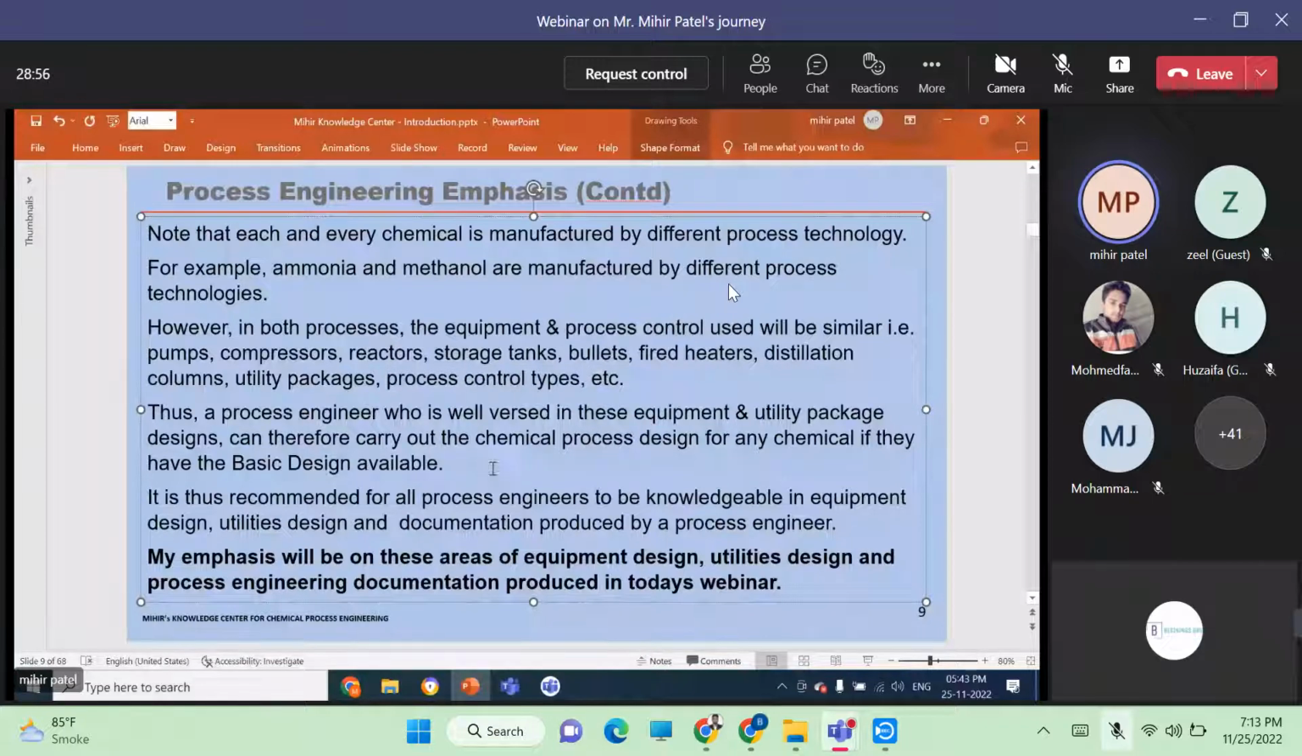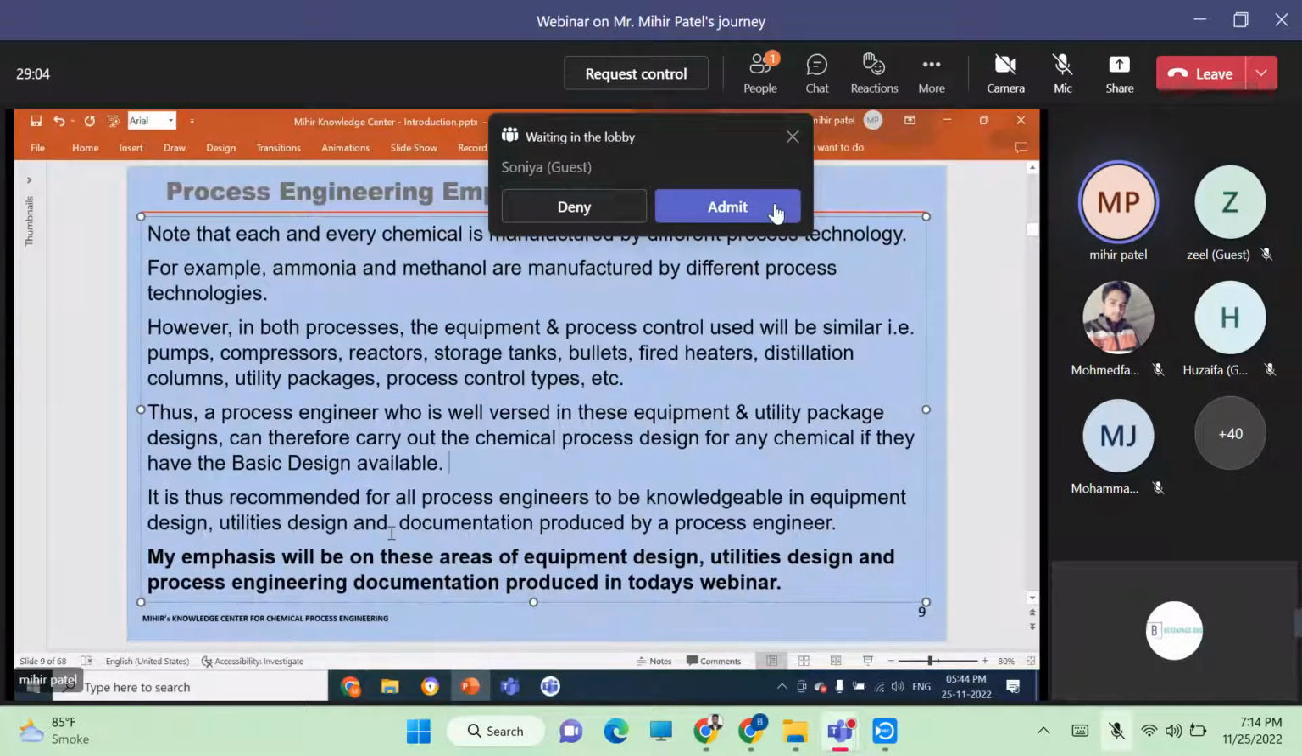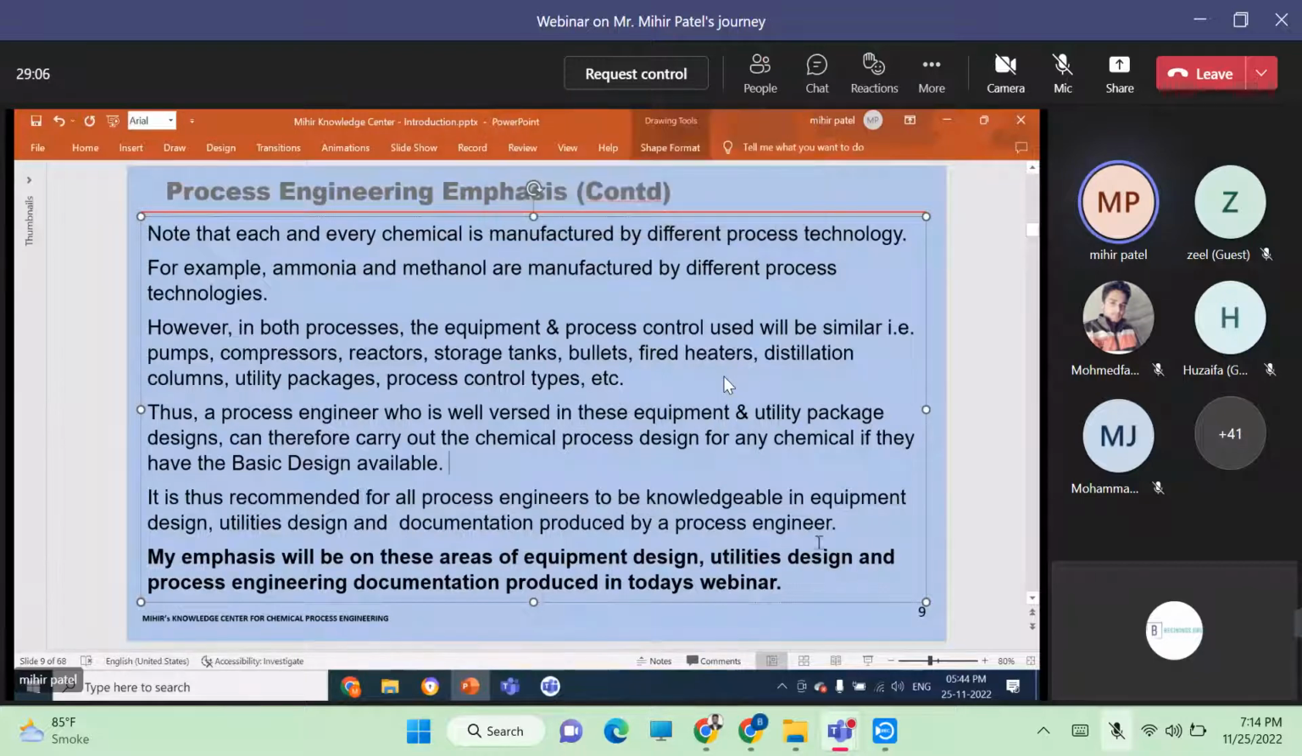So that is why I always emphasize that the process engineer should be well versed and knowledgeable in equipment design, utility design, and the documentation produced in the project, basically. So that is why my book is also featured around that concept, so that for each and every equipment and utility, the knowledge should be gained by the chemical engineer, process engineer, which will be helpful to him in any field, basically.